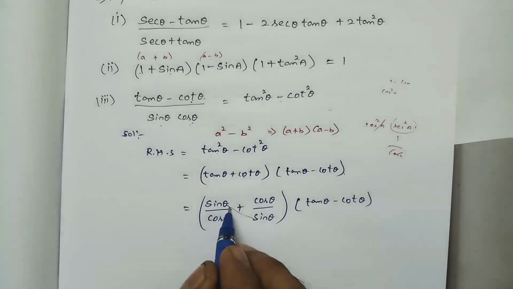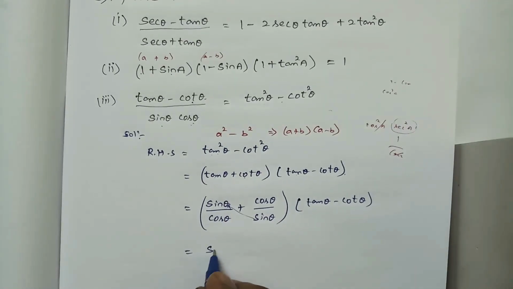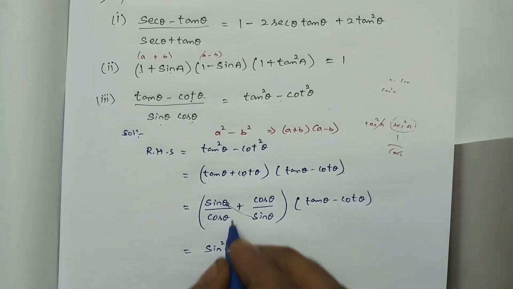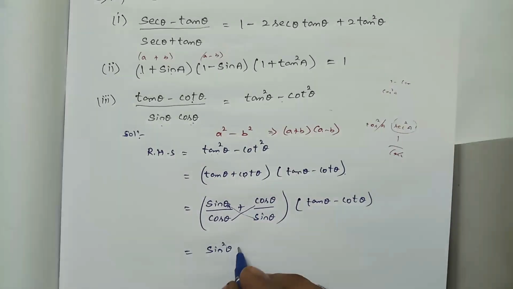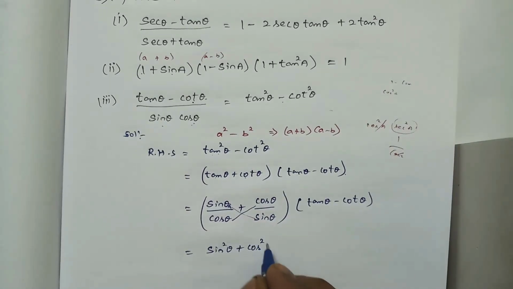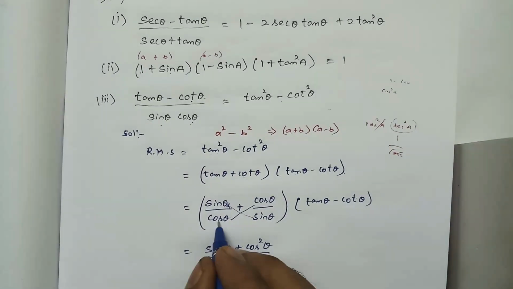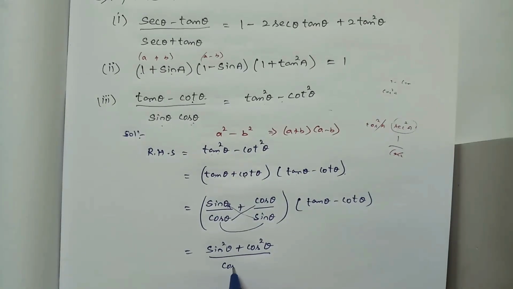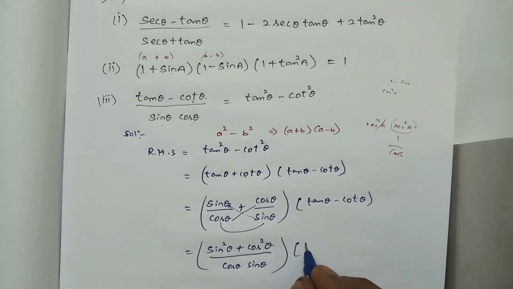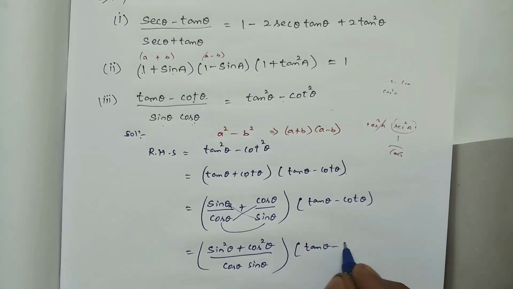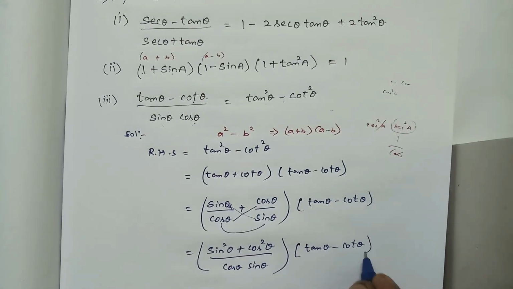Fraction, right? So sin theta into sin theta, sin square theta, plus cos theta into cos theta, cos square theta, divided by sin theta into cos theta, close the bracket, into tan theta minus cot theta.